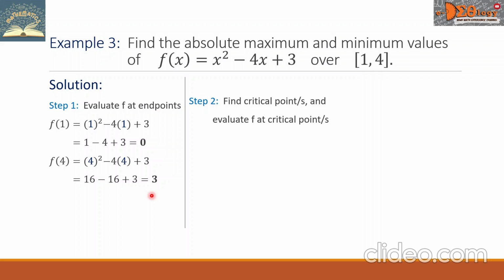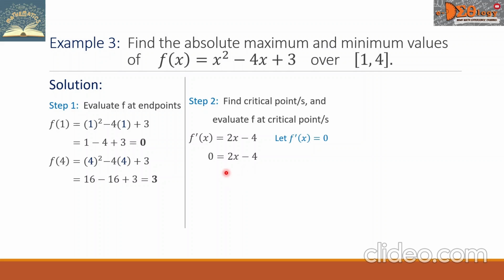Now step 2. Let us find critical points and evaluate the function at critical points. First, we take the derivative of this function. Derivative of x squared is 2x. Derivative of negative 4x is negative 4. Derivative of plus 3 is 0. Then we let this f prime of x equal 0. So we change this value by 0 equals 2x minus 4.